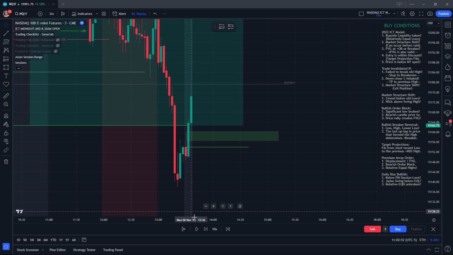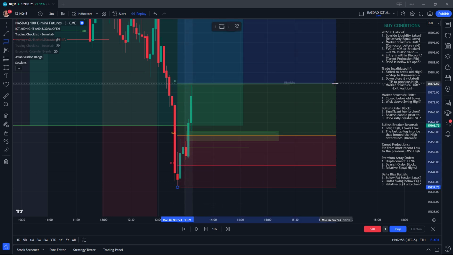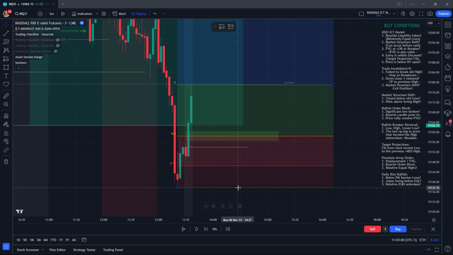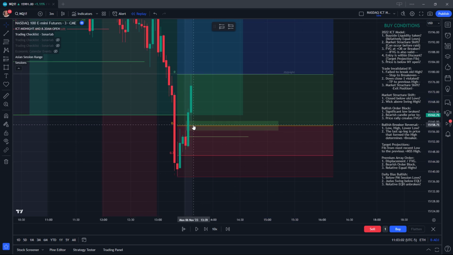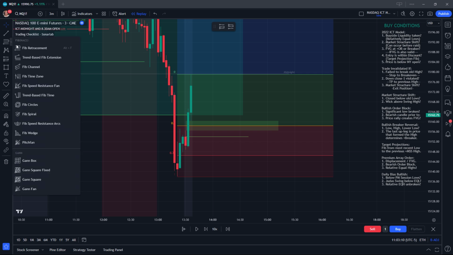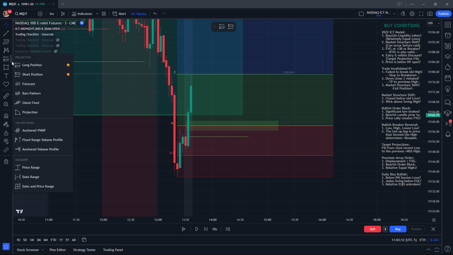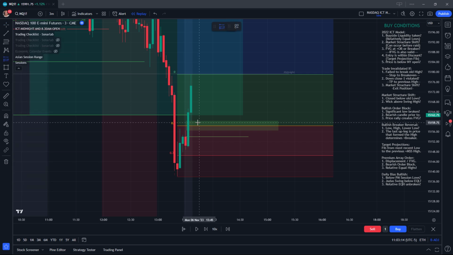Next, the entry must be within a discount. So if we assume this is the high, we're going to go from the low to the high that created the market structure shift. We need the entry to be within a discount here. Finally, we need price to be below the New York midnight open, which it is. So that meets all the requirements here.